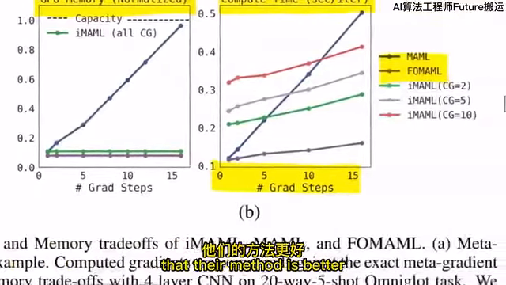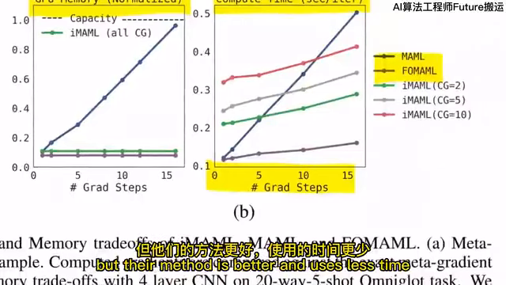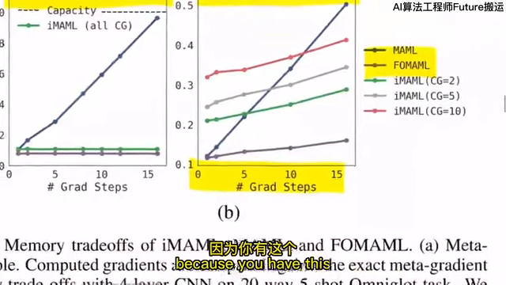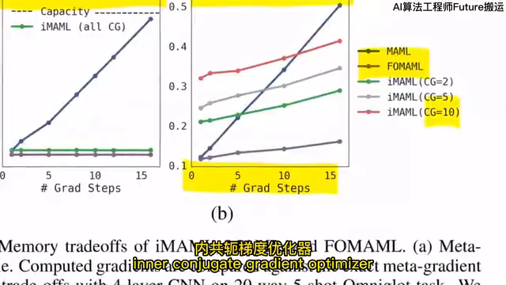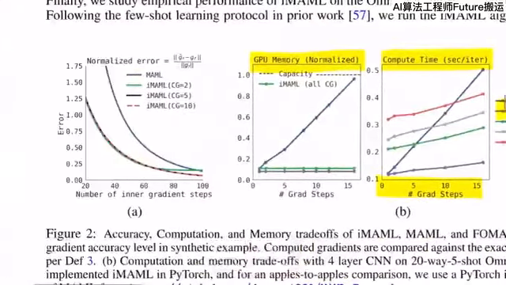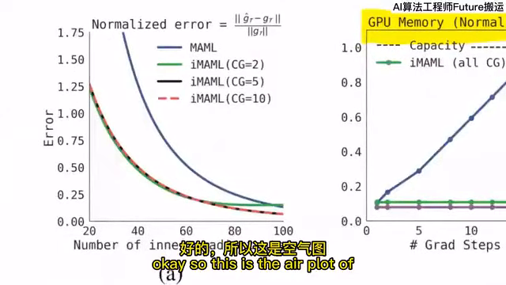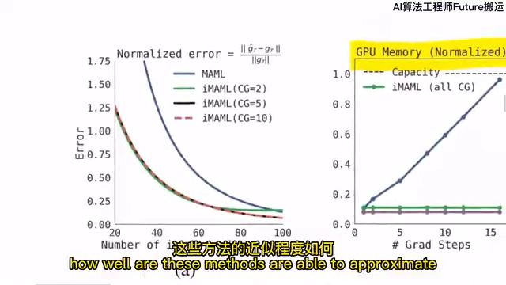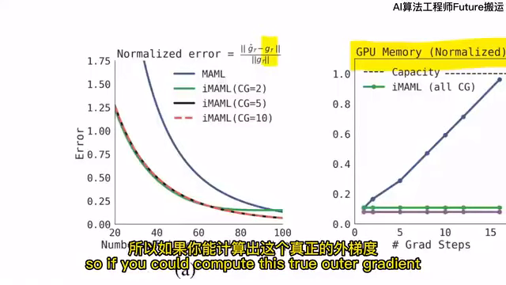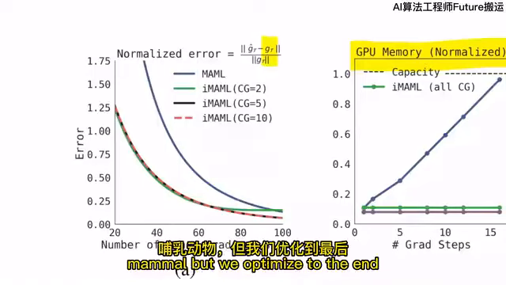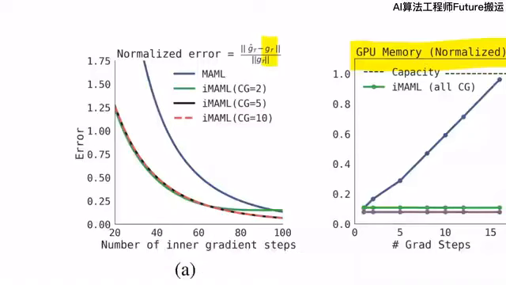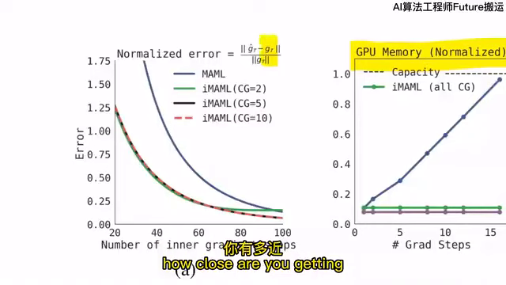you can't actually see that here, but their method is better and uses less time because you have this inner conjugate gradient optimizer. Sorry, this is the outer optimizer. Okay, so this is the error plot of how well these methods are able to approximate the true gradient. So if you could compute this true outer gradient, that we did with MAML, but we optimized to the end, how close are you getting?